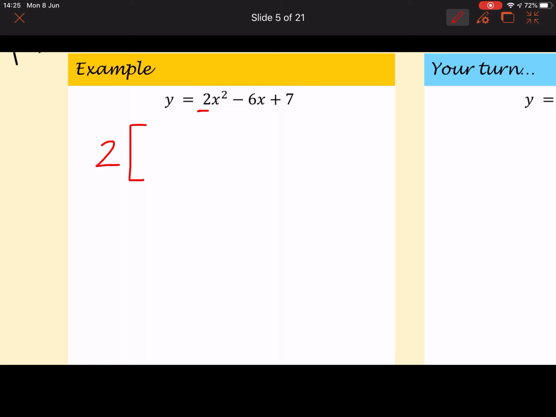So it's like having a different symbol. So divide everything by 2 and we just get left with x squared minus 3x plus 7 over 2. Remember to divide that last bit by 2 as well. Can we see what I've done there? So just taking that 2 out.